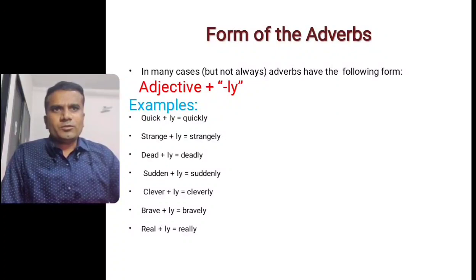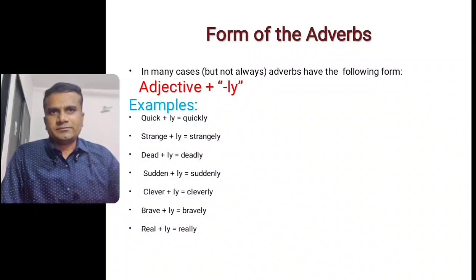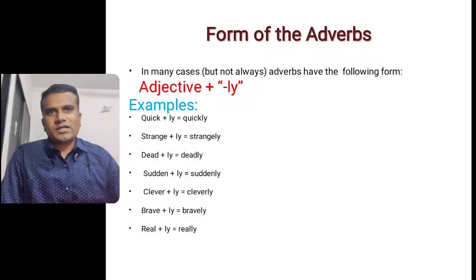Now we will talk about forms of the adverb. You all know that how adverbs are formed. In many cases, but not always, adverbs have the following form, that is adjective plus ly. The examples are on the screen. First example is quick plus ly, quickly; strange plus ly, strangely; dead plus ly, deadly; sudden plus ly, suddenly. This is how adverbs are formed.